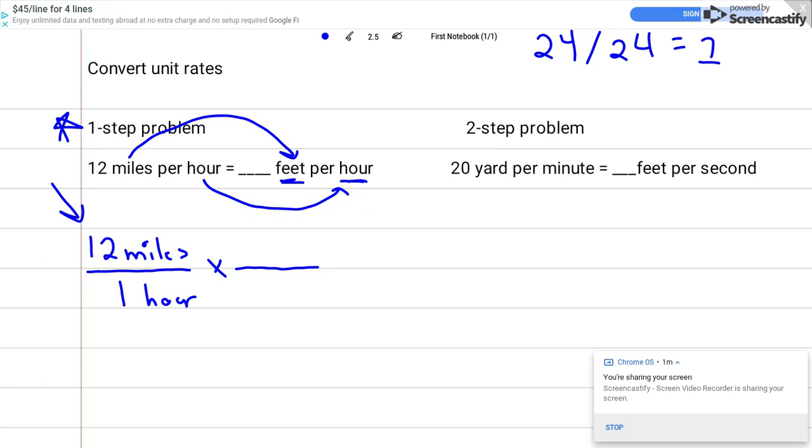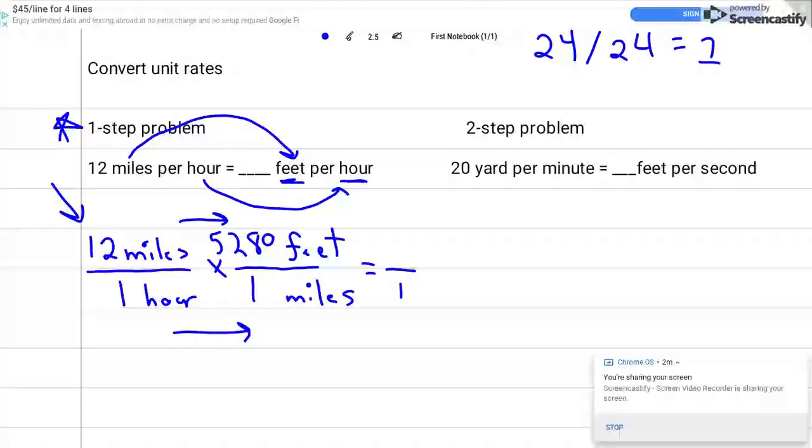So I'm going to put miles on the bottom, and the unit that I want is going to go on top, which is feet. There are 5,280 feet in 1 mile. So now all we have to do is multiply across. Well, I know 1 times 1 is 1. I'm going to take my calculator off screen, and I'm going to do 5,280 times 12.